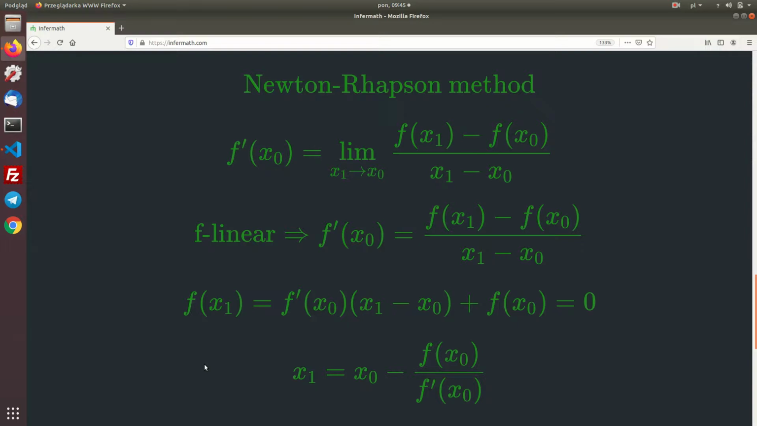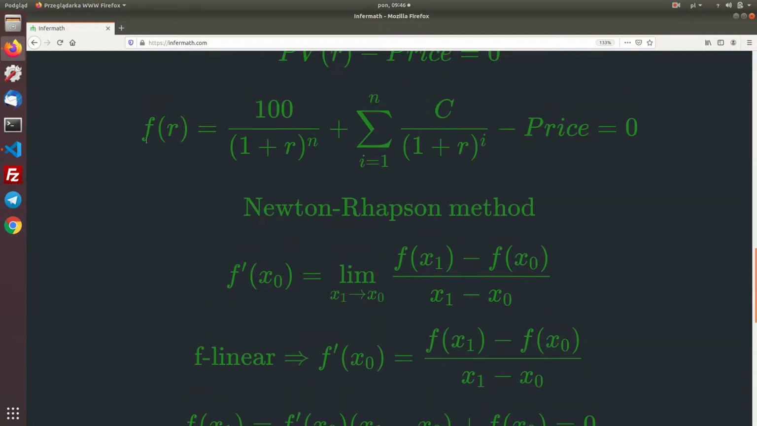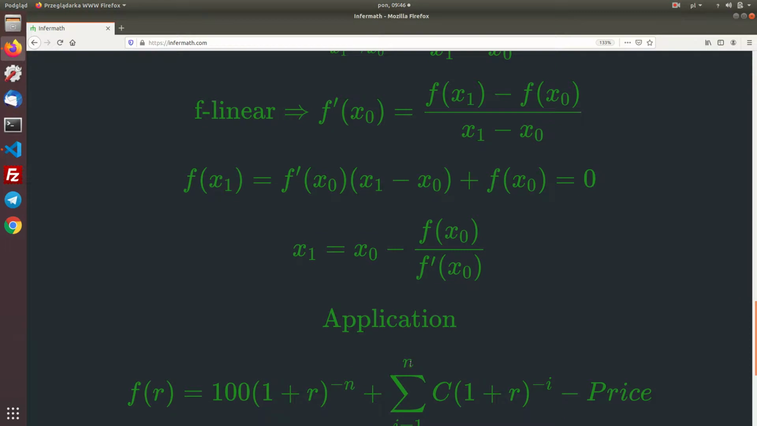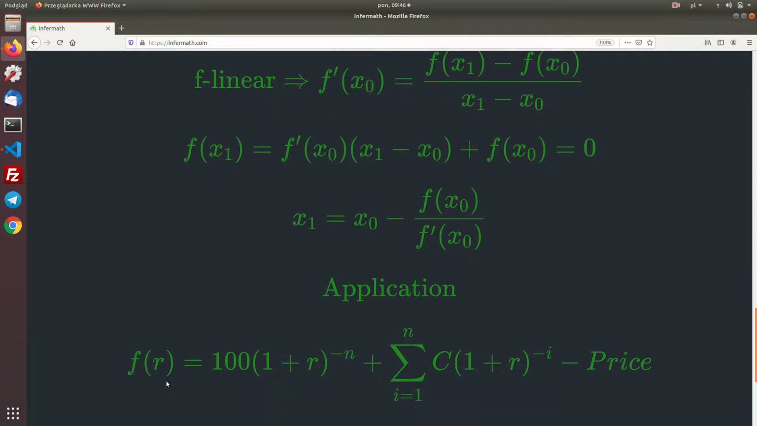The idea of a Newton-Raphson method is to use this approximation and see how it works for a nonlinear function. Okay, so let's try it out. First of all, we need to calculate the derivative of our function. Okay, so we have our function f of r defined here. So let us now calculate the derivative of it.